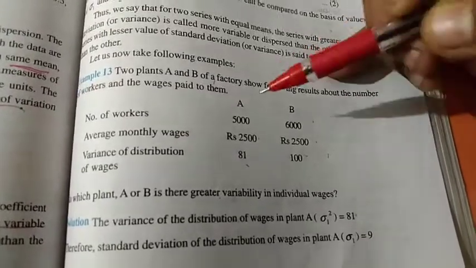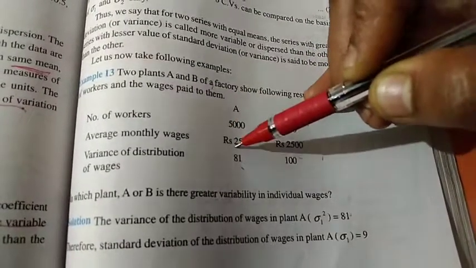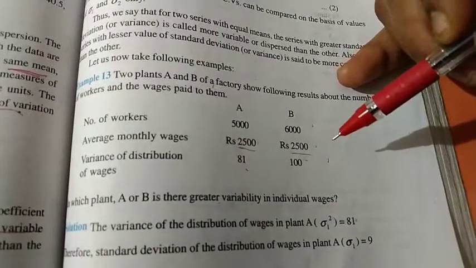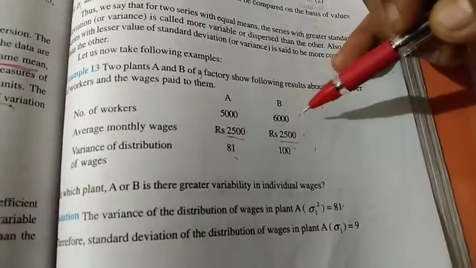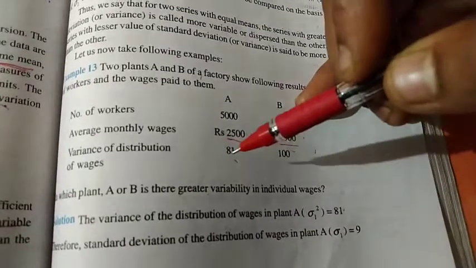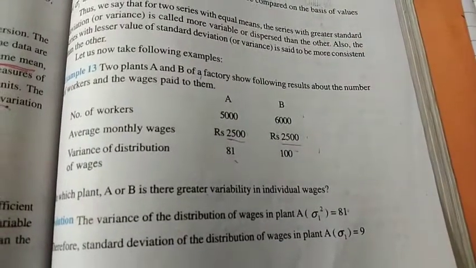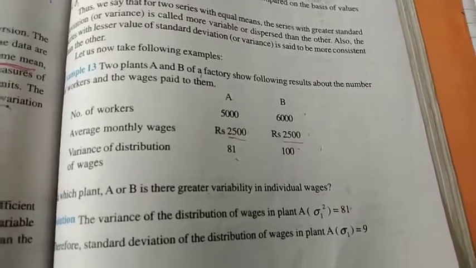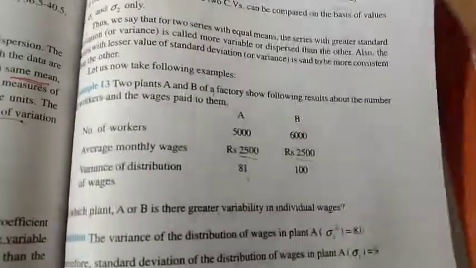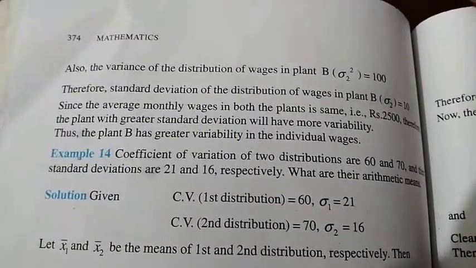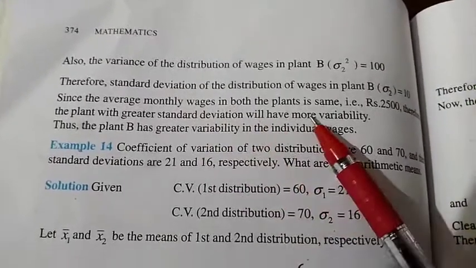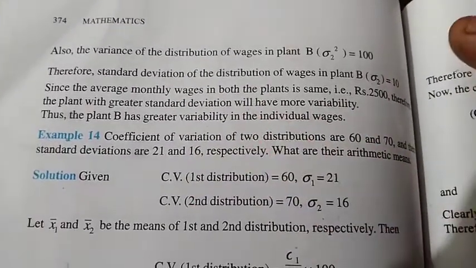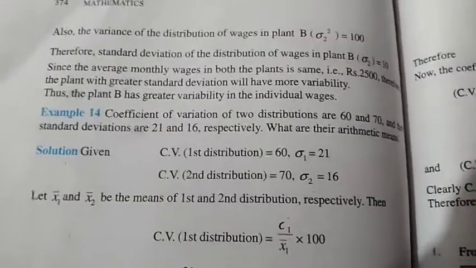One more thing to be noted here is that the mean average is the same for both the plants. So it is enough to judge the variability of the two plants based on their standard deviation alone. We don't need to find the coefficient of variation, right? The plant which has more standard deviation will be more variable than the other. So here the greater standard deviation will have more variability. You can give your conclusion like this if they have the same mean.